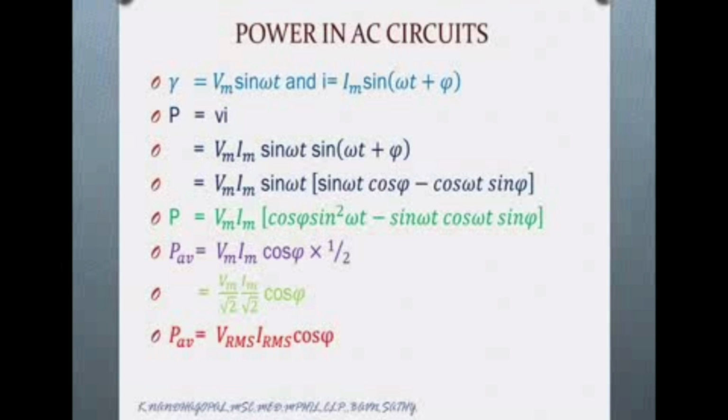For inductive or capacitive circuits, the P average becomes 0 because it has cos phi as plus or minus pi by 2. That means 0.